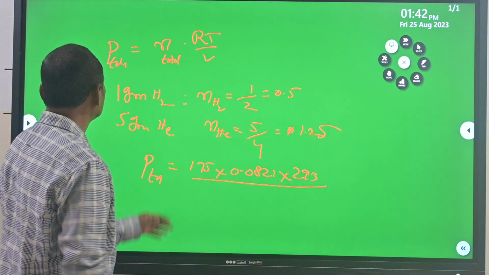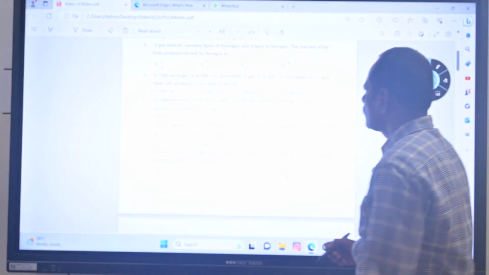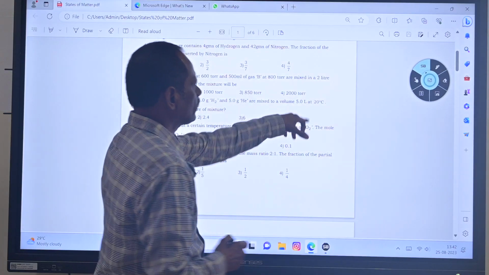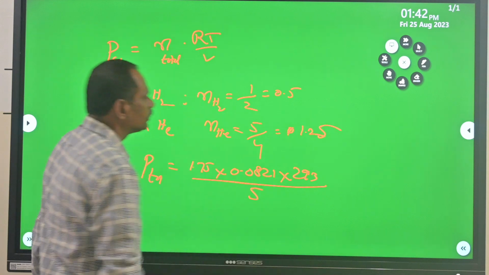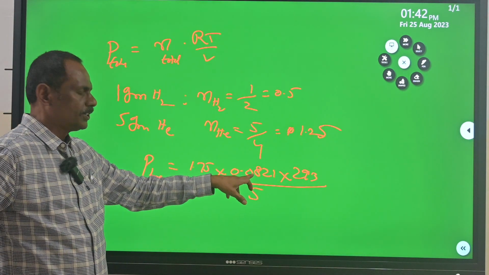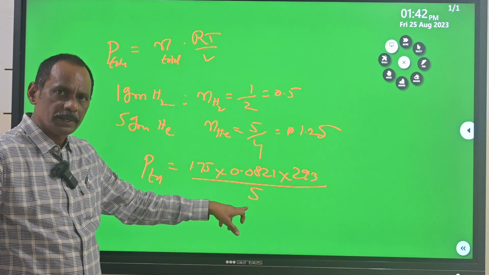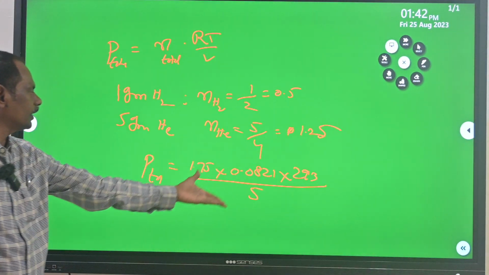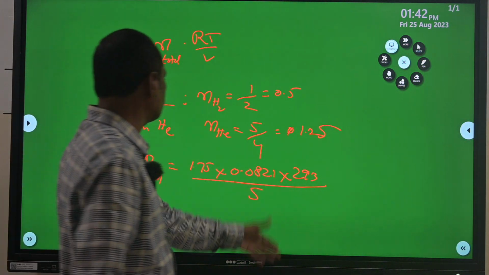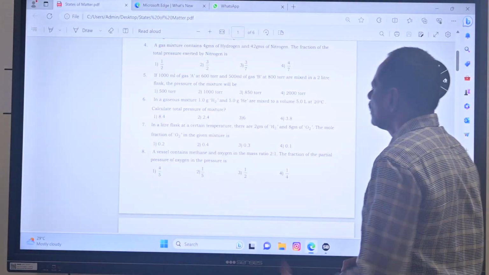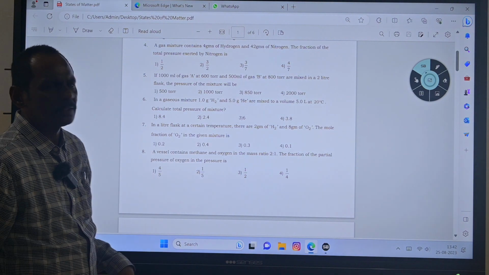by the volume. How many liters of vessel is taken? A 5 liters vessel is taken, which means the volume is 5. Remember, the R value is taken in liter atmosphere per degree per mole. Therefore, volume must be expressed in liters only, 5 liters. Calculate this one. It gives the total pressure. Just calculate it and you will get the answer.